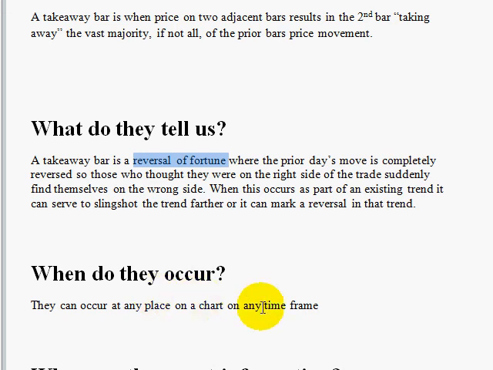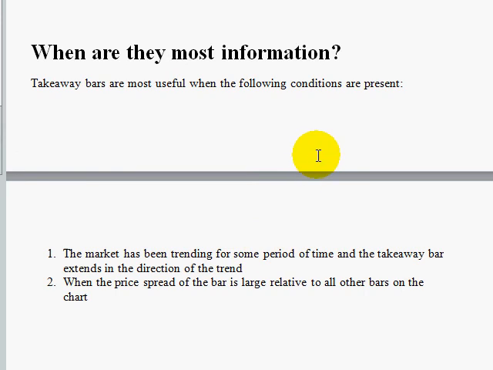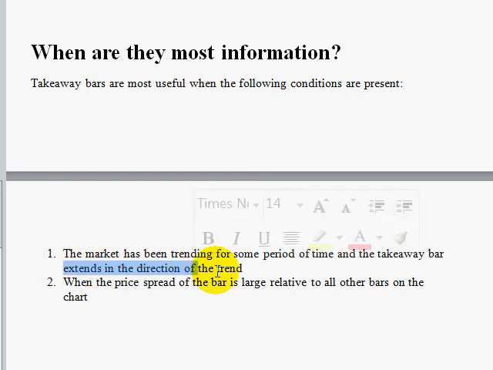When do they occur? As I said, they can occur on any time frame. And when are they most informative? Takeaway bars are most useful when these conditions are prevalent. There's been some trending period for some long period of time, right? And a takeaway bar extends in the direction of that trend.